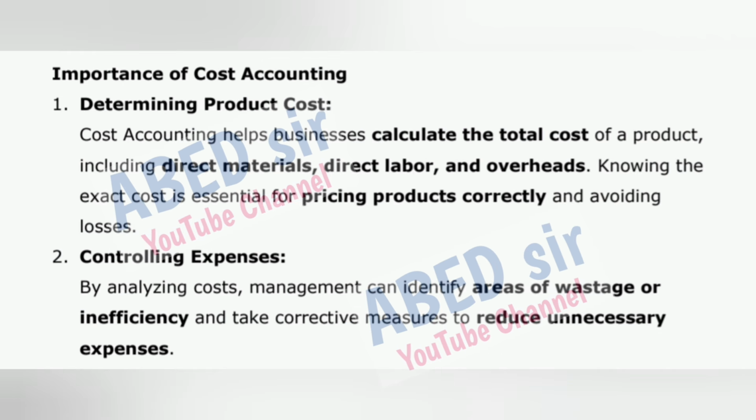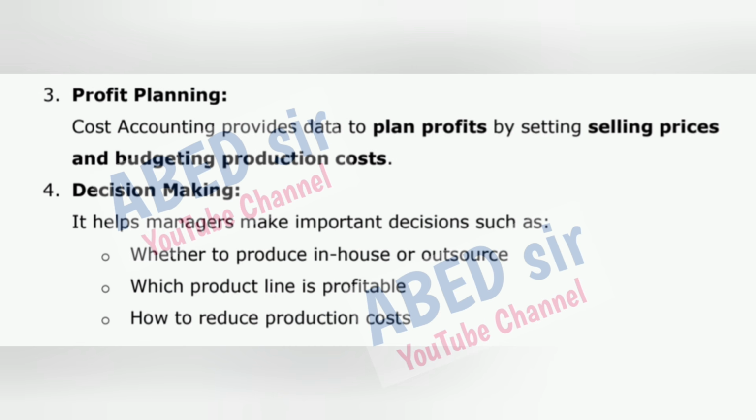Importance of cost accounting. 1. Determining product cost. Cost accounting helps businesses calculate the total cost of a product, including direct materials, direct labor, and overheads. Knowing the exact cost is essential for pricing products correctly and avoiding losses. 2. Controlling expenses. By analyzing costs, management can identify areas of wastage or inefficiency and take corrective measures to reduce unnecessary expenses. 3. Profit planning. Cost accounting provides data to plan profits by setting selling prices and budgeting production costs.